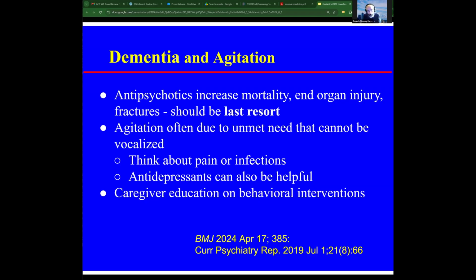And in terms of clinical practice and for the boards, often the right answer choice in questions like this is to look for other things like untreated pain and work to teach either the caregiver or the staff to look for some other unmet need. Think about, are they thirsty? Are they hungry? Is something else happening?